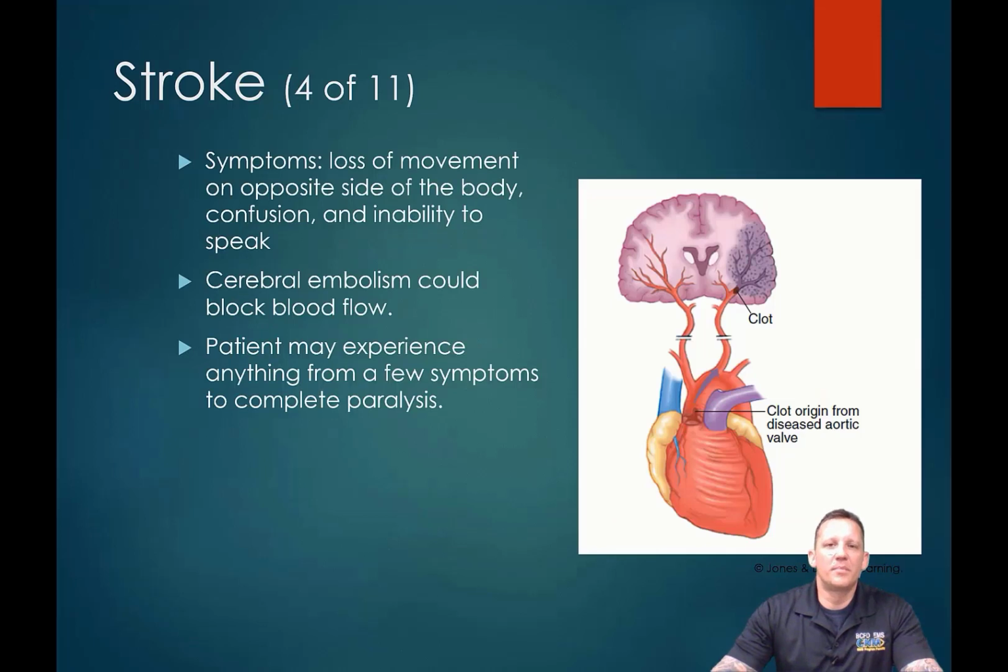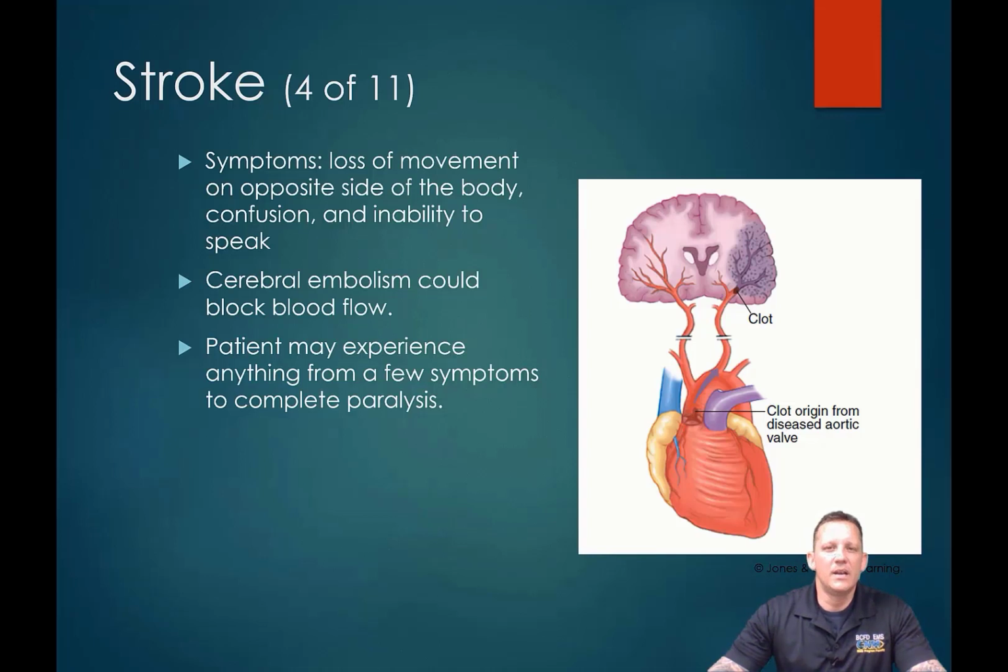So we all remember some of the basic symptoms, right? And we really like to favor that Cincinnati stroke scale, because it's inclusive of most of the things that are going to happen. And in this slide, you can see that it has loss of movement on an opposite side of the body. There's some confusion or inability to speak. The embolism could block blood flow, and then they could have very few symptoms to complete paralysis.